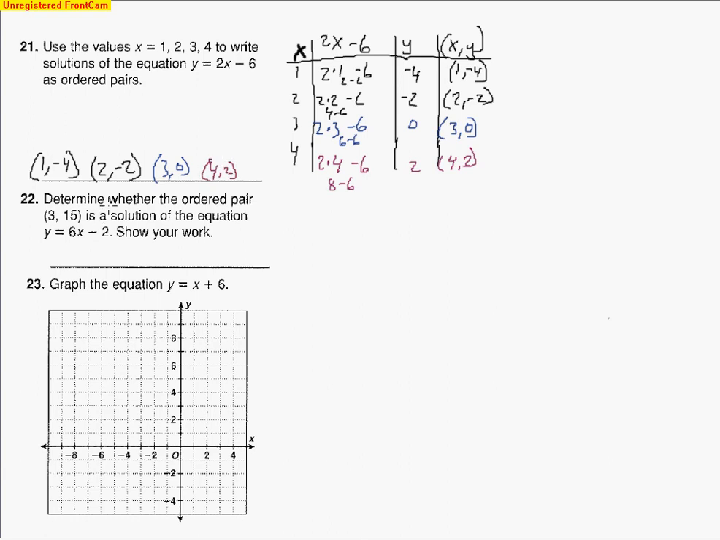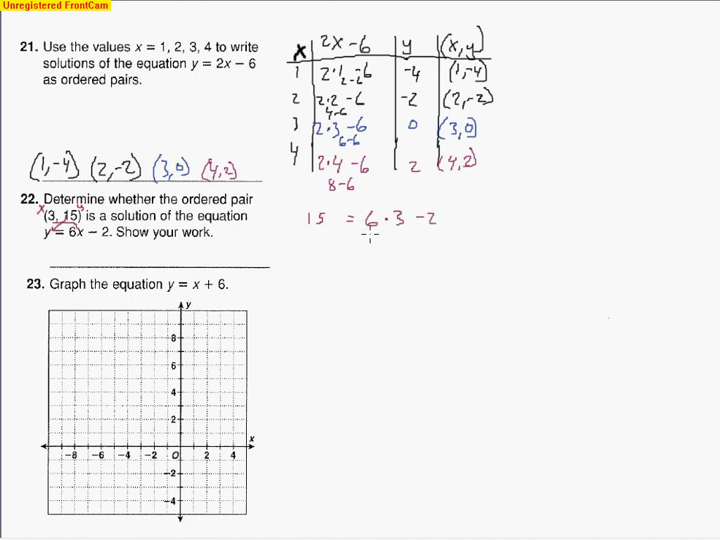So the next problem says determine whether the ordered pair 3 comma 15 is a solution of the equation. Well, if it's a solution, that means the 3, which is our x value, will go in for x here, and y is 15, so we're going to put the 15 in place of y, and then we'll see if they are equal. So we'll put 15 in place of y equals 6 times, and then the x value is 3, and then minus 2.